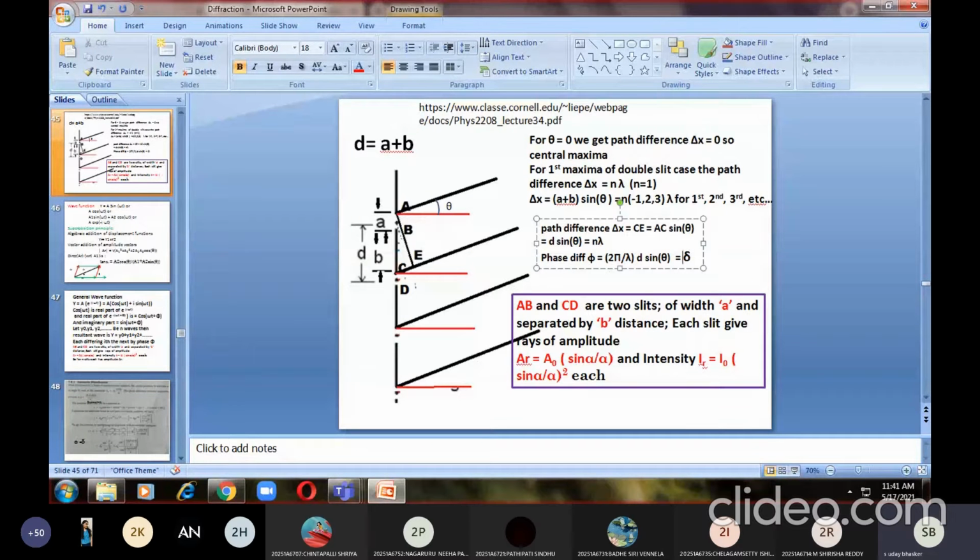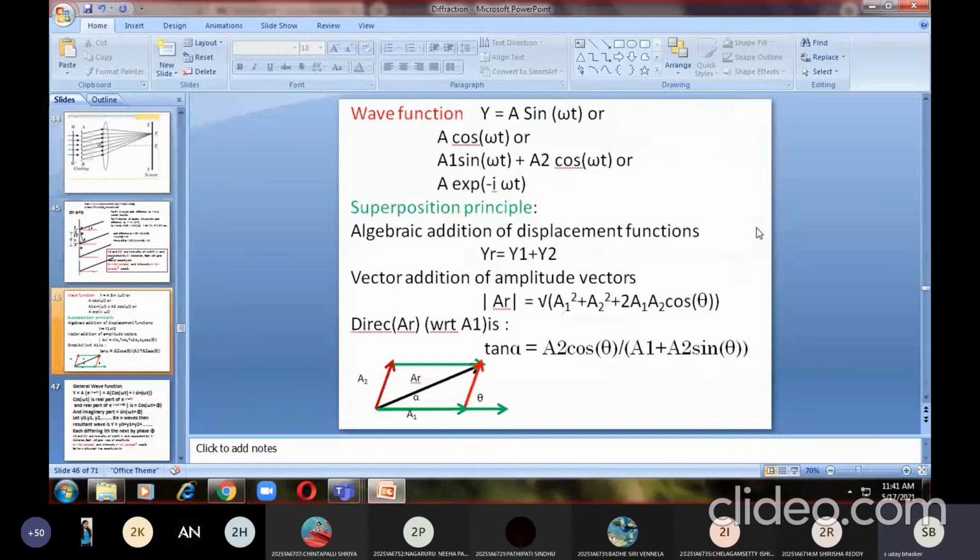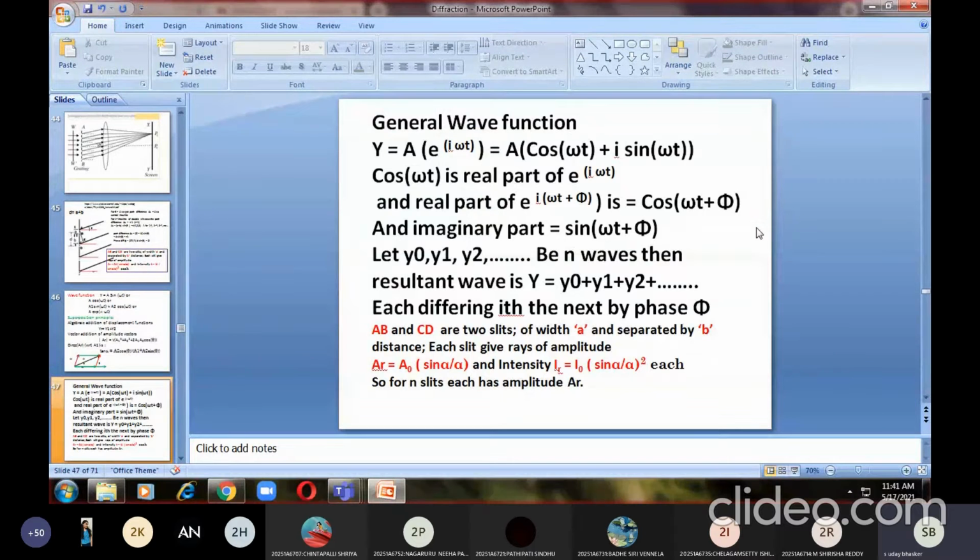So between the first and second, delta. Between the first and third, 2 delta. Between the first and fourth, 3 delta. Between the first and nth, n minus 1 delta. That's how you will have phase differences between adjacent ones. So when that is the phase difference, what will be the expression for the wave? First one is y is equal to a cos omega t. Second one is y is equal to a cos omega t plus delta. Third one is y is equal to a cos omega t plus 2 delta. And then the next one and next one.